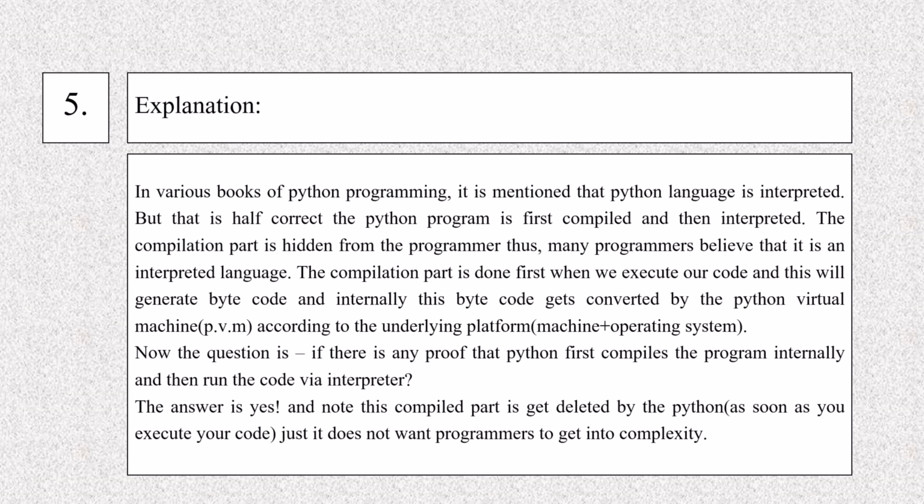The compilation part is done first when we execute our code, and this will generate bytecode, and internally this bytecode gets converted by the Python virtual machine, that is PVM, according to the underlying platform. Now the question is, is there any proof that Python first compiles the program internally and then runs the code via interpreter? The answer is yes. And note, this compiled part gets deleted by Python as soon as you execute your code. It just does not want the programmer to get into complexity.